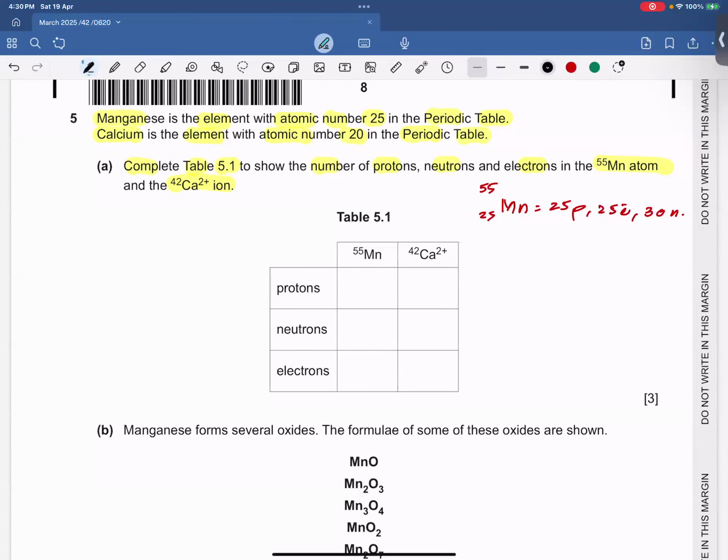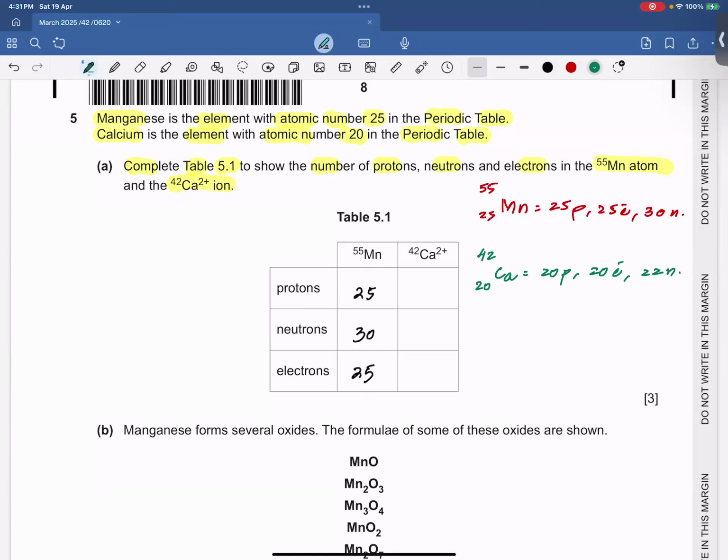So let me arrange this. 25 protons because the proton number is 25. Electrons are 25 because it is neutral, it has no charge. And neutrons are going to be 30 because 55 minus 25 becomes 30. All right. So let's talk about calcium here. Calcium has an atomic number of 20 and its mass number is 42. So it has 20 protons, 20 electrons, and 42 minus 20 becomes 22 neutrons.